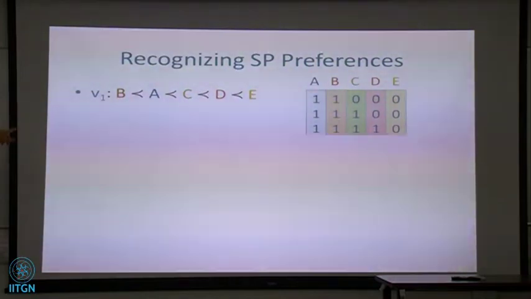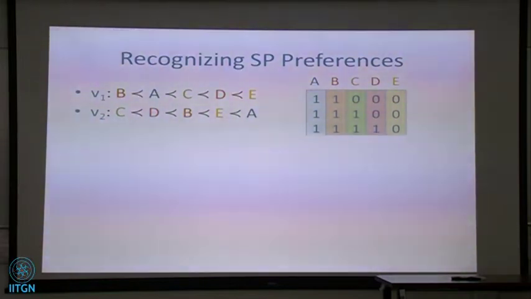So I put ones in A and B, right? And that encodes that the column for B and the column for A would have to be next to each other. I put ones for A, B, C, meaning these 3 columns should appear together. And I put ones for A, B, C, D, E. Okay, I'm done with voter 1.